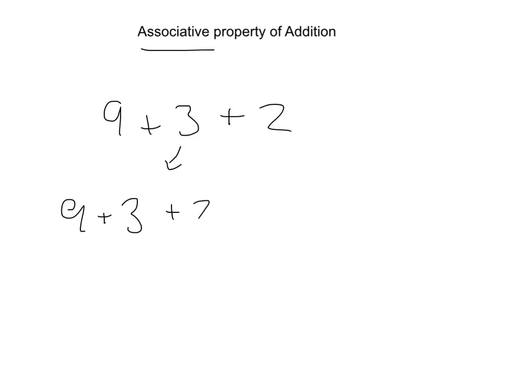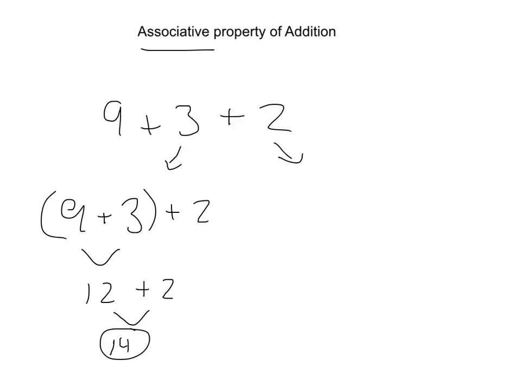Well, if you had 9 plus 3 plus 2, the associative property of addition says, you know what, I can change this into 9 plus 3 plus 2 with the parentheses right there, meaning I'm going to add 9 and 3 first, which would get me 12 plus 2, and that, of course, then gets you 14. Or you could do this.